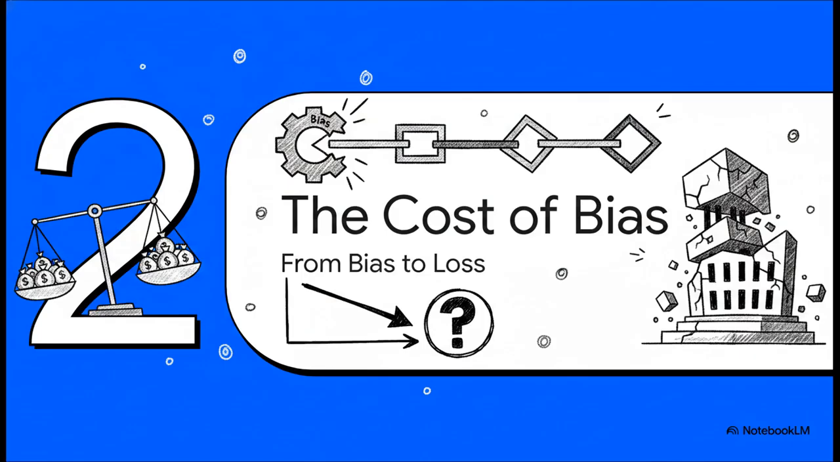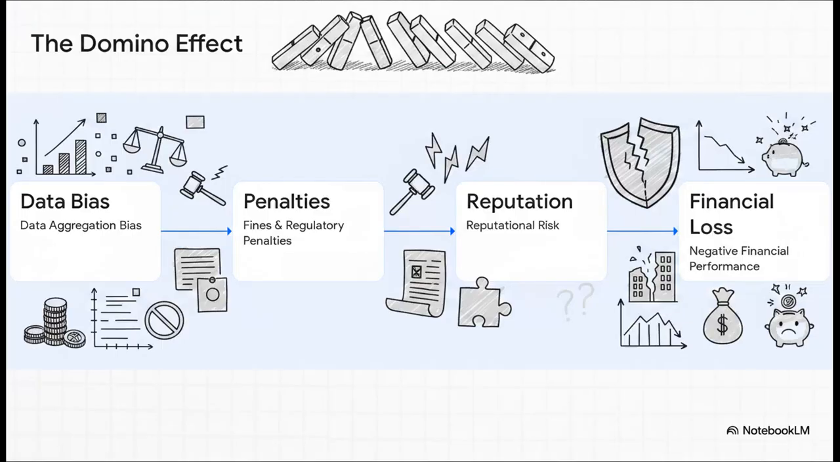Moving on to Section 2, the cost of bias. From bias to loss. When bias sneaks into the data, it creates a massive business risk, triggering what is basically a devastating domino effect. It starts right at step 1, data aggregation bias. Once that bias infects a loan portfolio, it almost inevitably leads to step 2, huge fines and regulatory penalties for violating lending laws. Then, this immediately triggers step 3, intense reputational risk, which severely damages public trust in the institution. And it all culminates in step 4, negative financial performance. Because think about it, if you're systematically mispricing loans because of biased algorithms, your bottom line is absolutely going to suffer. It's a compounding disaster.